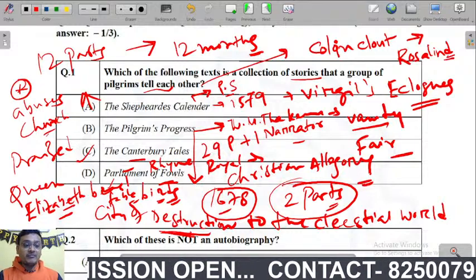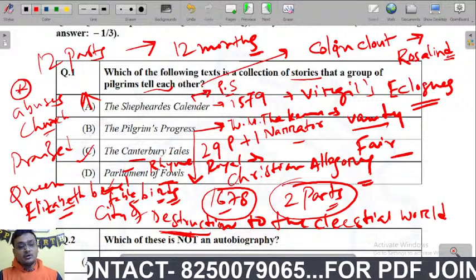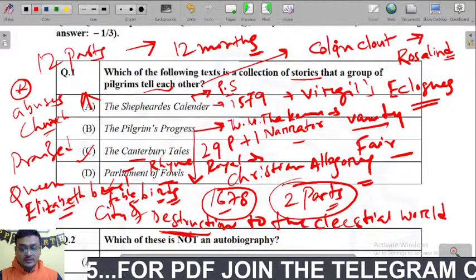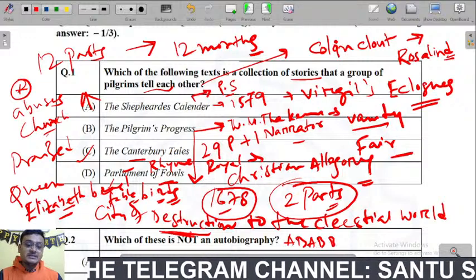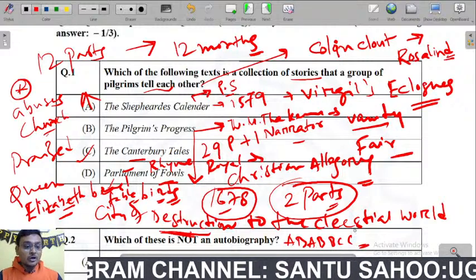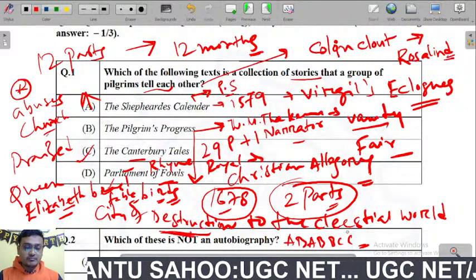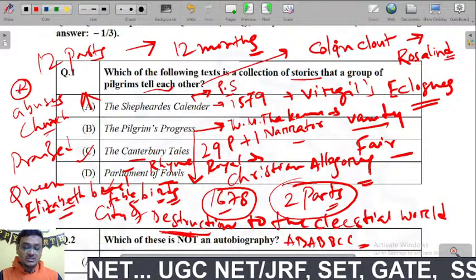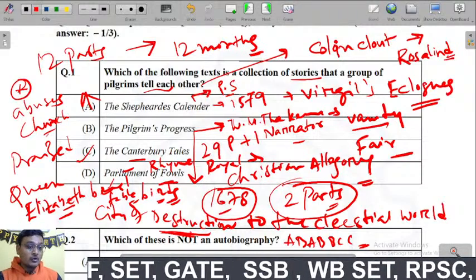Even this Parliament of Fowls, that is actually a beast fable, where he had also used what? He also used rhyme royal. And what is the form of rhyme royal? The form of rhyme royal is A B B C C. This is the rhyming scheme of rhyme royal that was introduced by Chaucer in his work Troilus and Cressida. And even in the Parliament of Fowls, he had used the same form. So this is all about all the options you need to know.